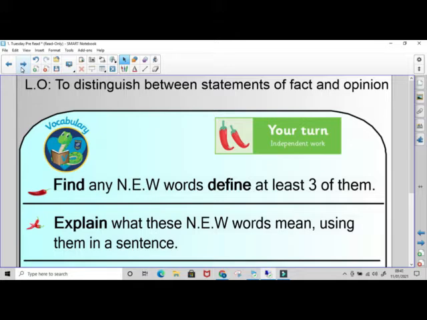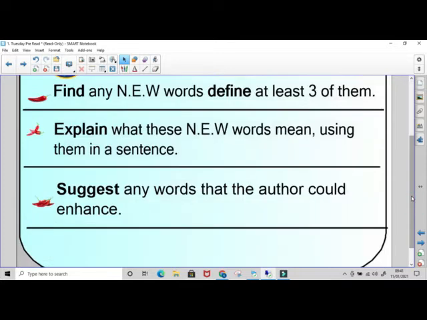Chili 2, can you explain what these mean using them in a sentence? So maybe you could create your own sentence with these new words. And then Chili 3 today, are there any words that you think the author could actually enhance? If you could improve the text, which words might you improve? So a way to do that would be to look at a thesaurus, so you can find some synonyms for some of these words. And again, this is a good opportunity, as I mentioned, to expand your vocabulary too, before we move on to the facts and opinions in greater detail in the next lesson.